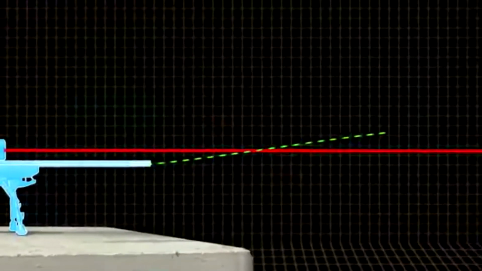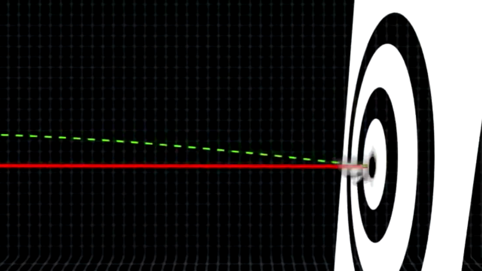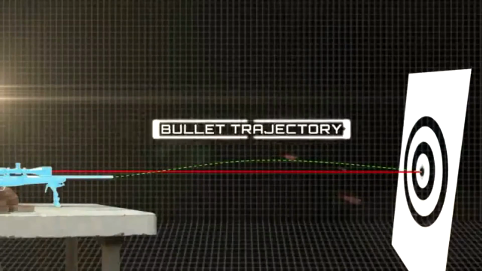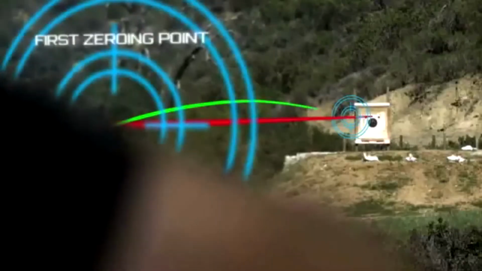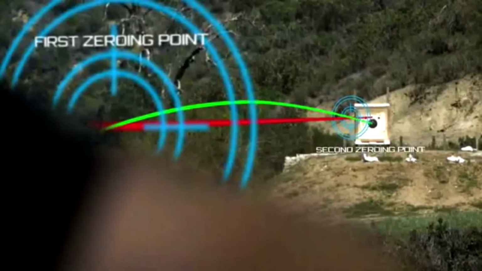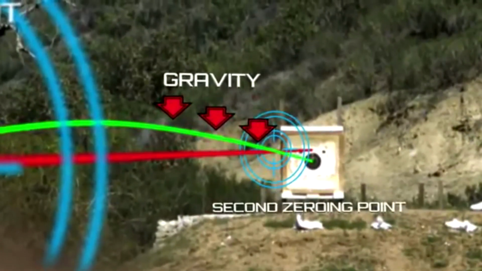The bullet will then rise above the line of sight, creating the shape of a half circle as it meets the same impact point at a farther distance. This is known as bullet trajectory. After reaching the second zeroing point, gravity pulls the bullet from the line of sight.